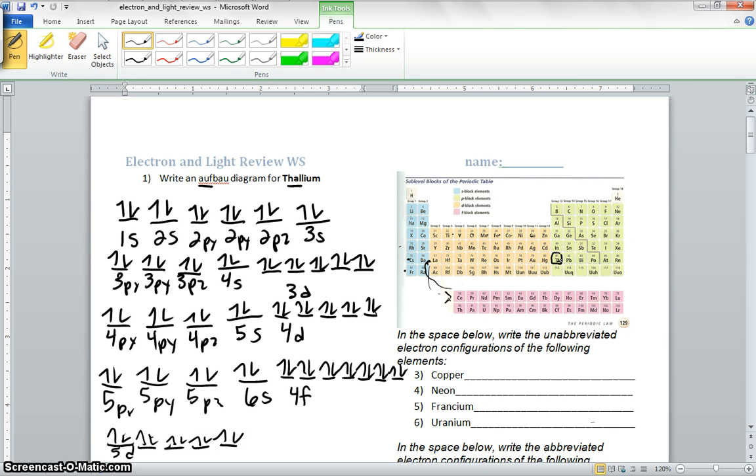Next, we are here. We're finally to where we need to be, and that's going to be the 6px, 6py, 6pz. And we only have 1 there. That would be thallium. So, if we counted all of these up to double check our answers, we should have 81 arrows.